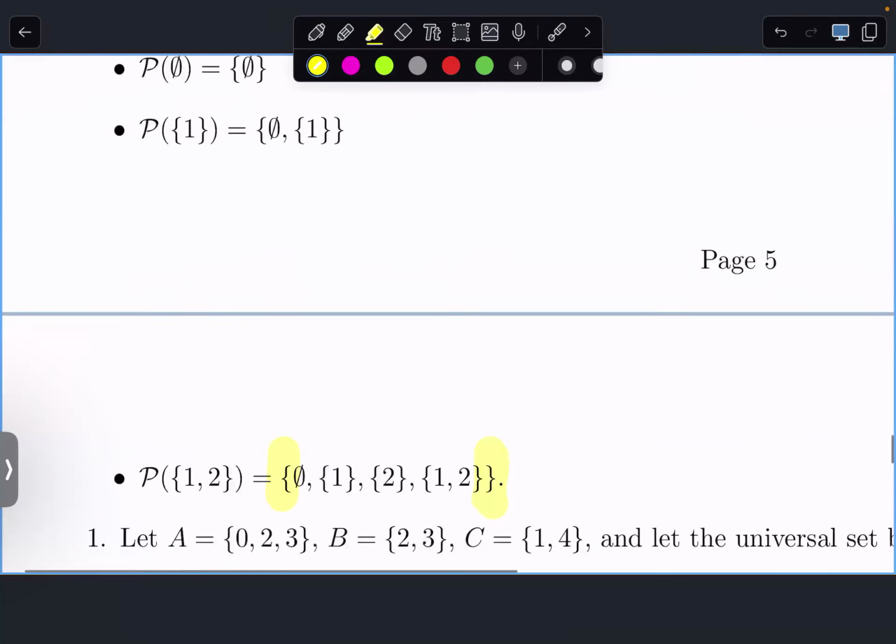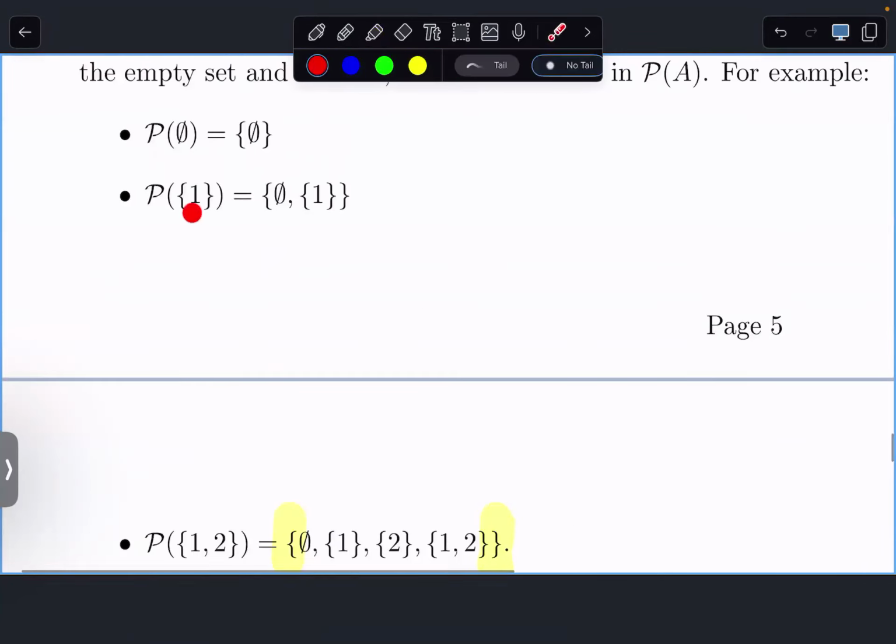If you start with the empty set, then the power set is just going to be the set of the empty set, which is different from the empty set. The set of the empty set is not equal to the empty set because it has a thing in it, called the empty set.